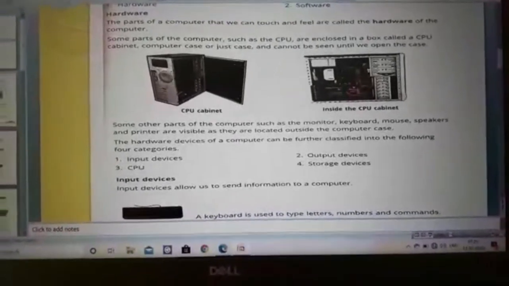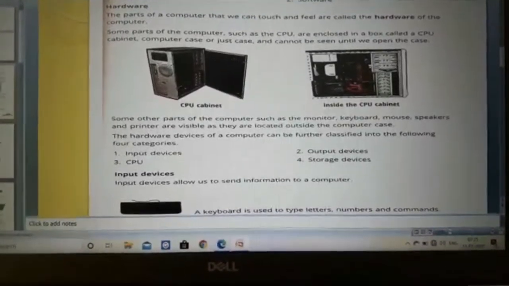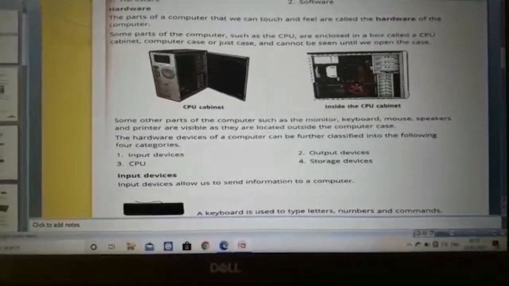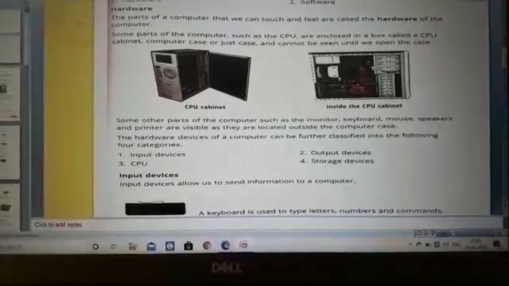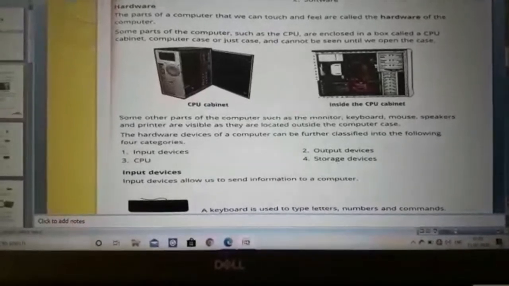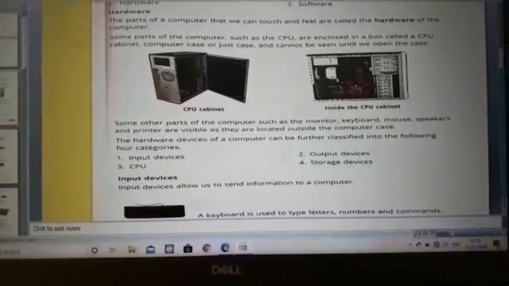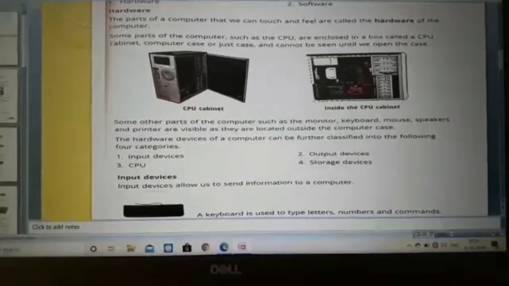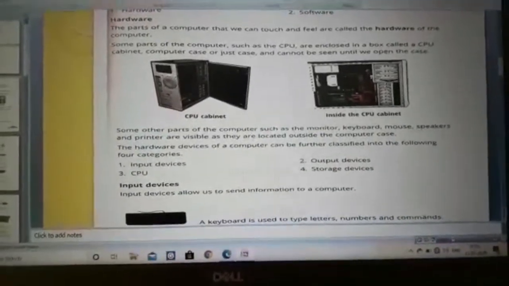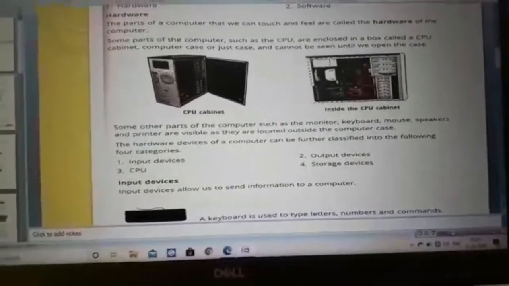The first one you can see is keyboard. A keyboard is used to type letters, numbers and commands. Okay, so with the help of keyboard we type letters, numbers and commands. In this way, keyboard sends information to the computer. So it is an input device.